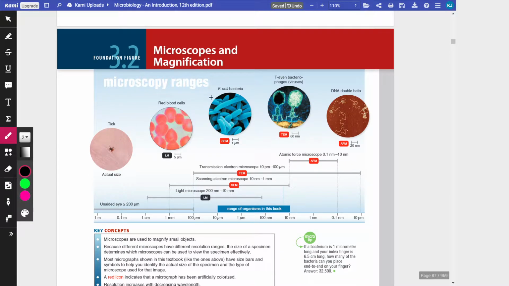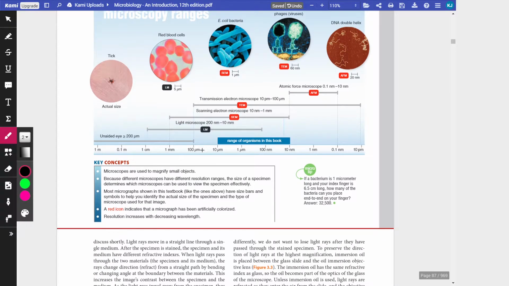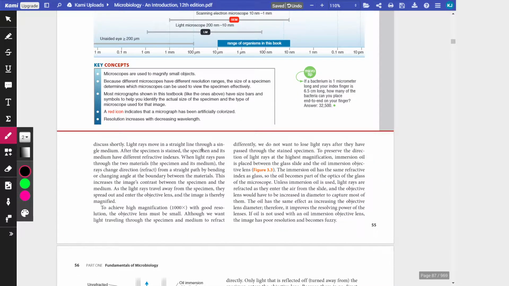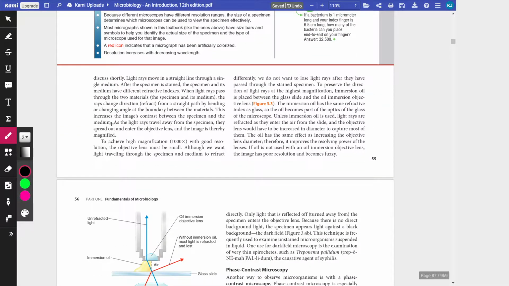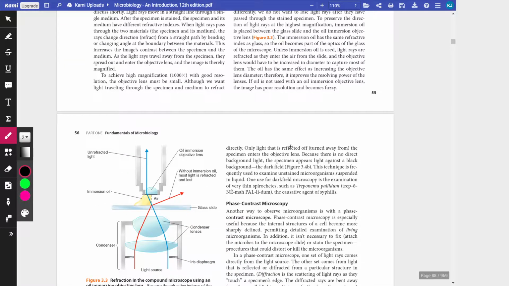Section 2, microorganisms and magnification. Microscopes. Light rays move in straight lines through a single medium. Refract. Travel away from the specimen to achieve high magnification, 1,000 times. You have to use the highest magnification to see things really well.